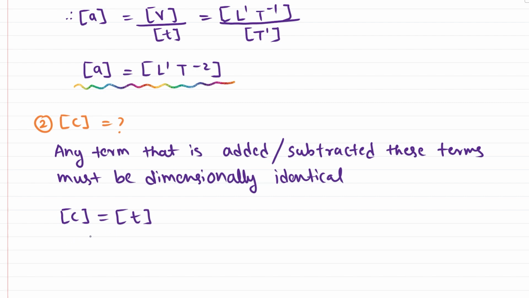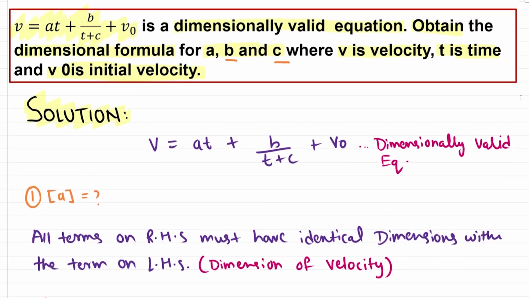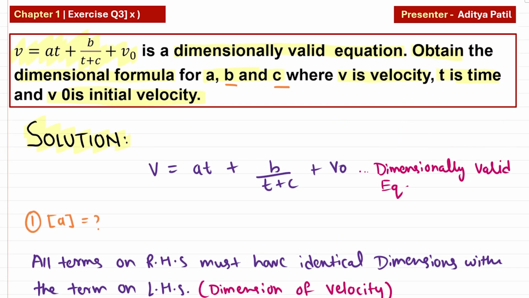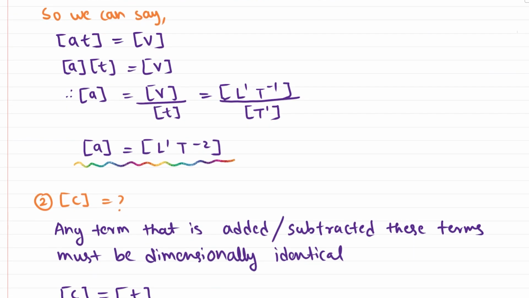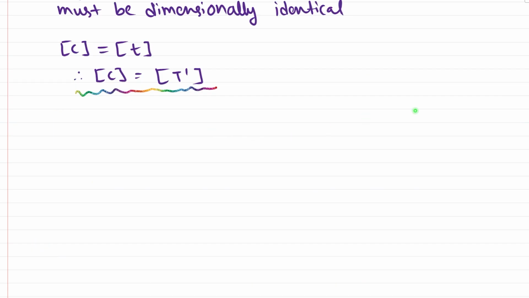So from this I can say that dimension of c is dimension of time to the power 1. So t to the power 1 is the dimension for our second unknown quantity, that is c. And now that we have calculated the dimensions of c, we can use that property, we can use that dimension to calculate the dimension of our term b. So let's get started. Okay, so now our task is to calculate the dimension of our last term, that is b.